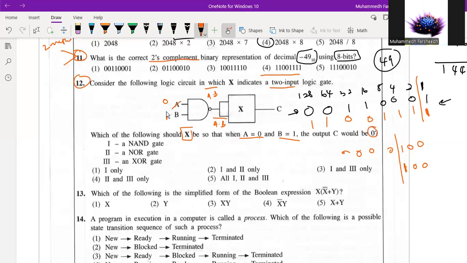So if A is 0 and B is 1, A dot B is 0, so this is going to be 1 here. So basically it's going to be 1 and 1. If you input 1 and 1, the output should be 0. So we have to find what logic gate works on this principle. If you draw the truth table, A, B, and I'll just put X here. I'll just put some other value, A and A bar here.